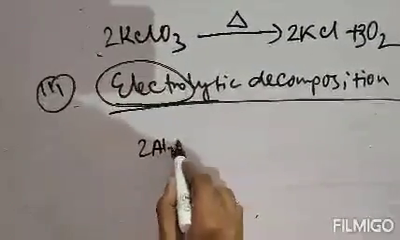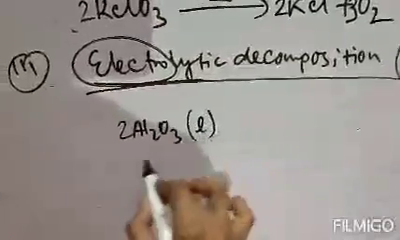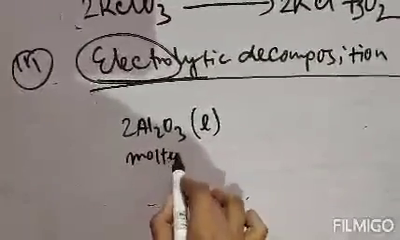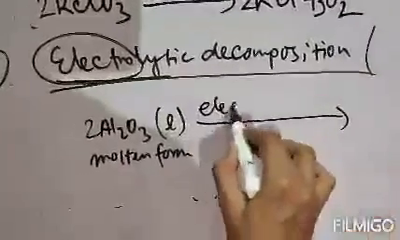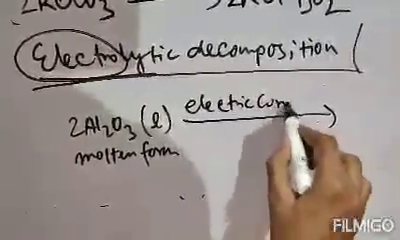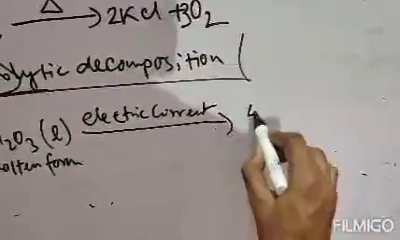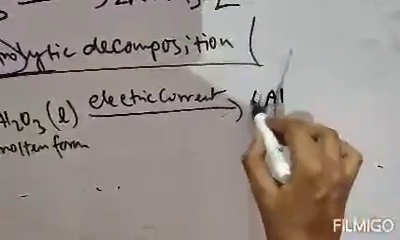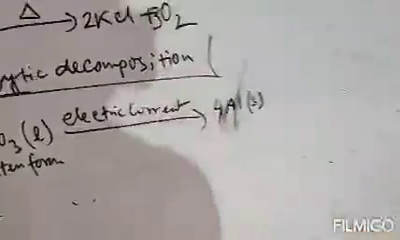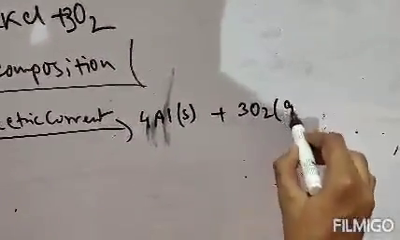Let's take an example. Suppose aluminium oxide. It is to be taken in molten form, or liquid form, and you just pass electric current through it. Because electricity is required for this decomposition reaction, just pass electric current through it, and aluminium will settle down from the aluminium oxide. Aluminium as a solid will settle down and oxygen is released. This is in gas form.